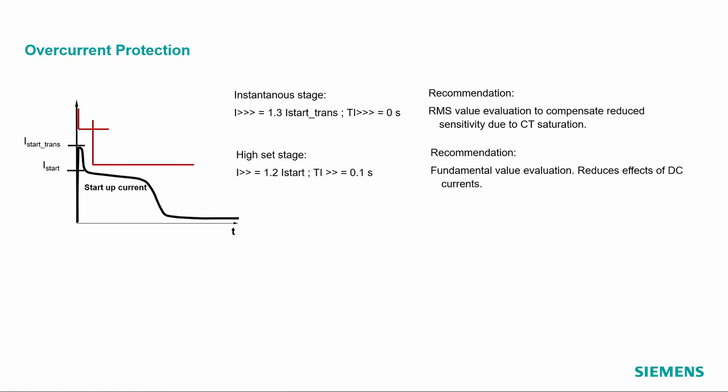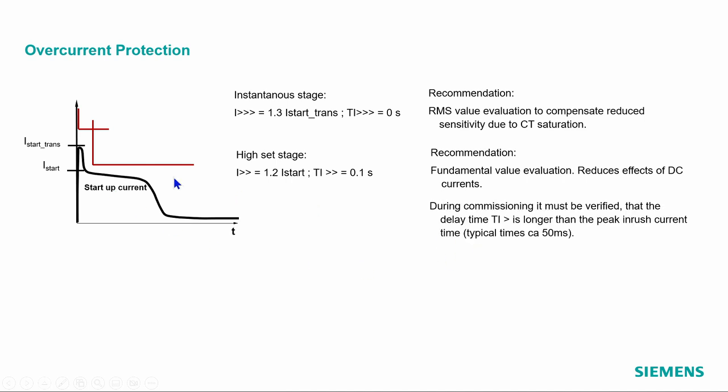Here the recommendation is to use fundamental values, because these reduce the effects of the DC part of the currents, so we are closer to the sine curve value. So also here, not to have an overfunction: with the RMS method we also evaluate the DC part, so with fundamental values we come a little bit closer to the characteristic. Okay, and the delay time is already mentioned. You can check that during the commissioning, if you need more than 50 milliseconds, 100 milliseconds, whatever the time of these peaks is.